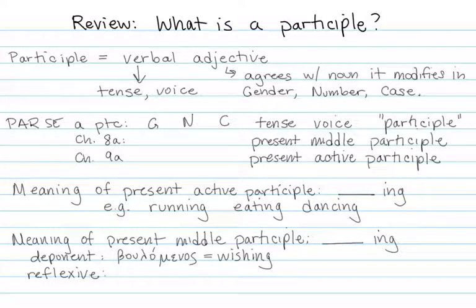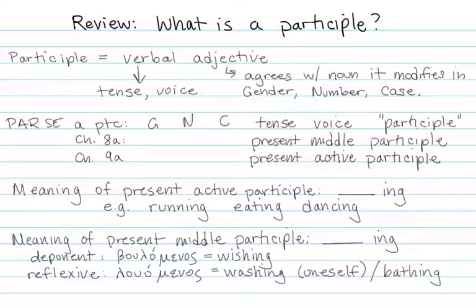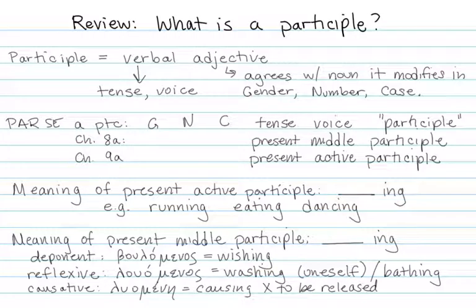Some of those middle participles had a reflexive sense, like louomenos with omicron upsilon in the stem. And that could be translated with the reflexive sense of washing oneself or bathing. Both of those are active participles in English. Or sometimes they were causative participles, like luomene. This time I've used a feminine participle. The stem here has just the upsilon, so it's a different word. This one's causing somebody else to be released, which we translate as ransoming. So with that quick review on meaning, let's go to forms.